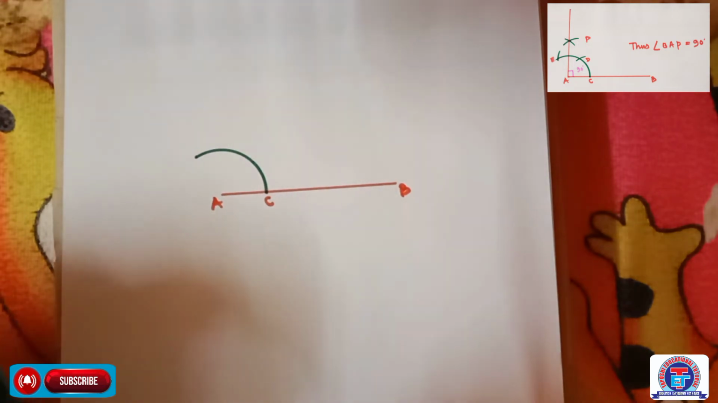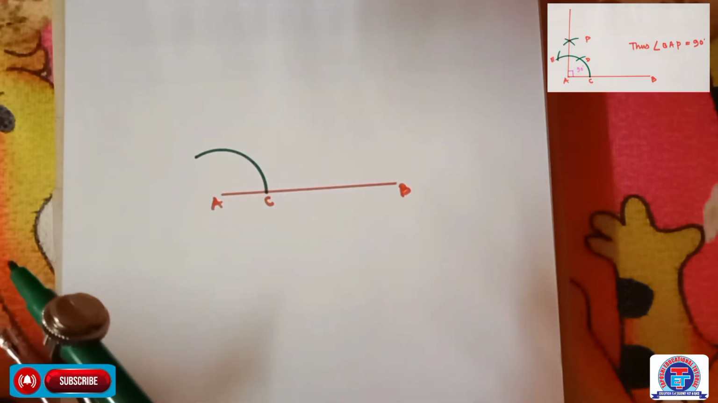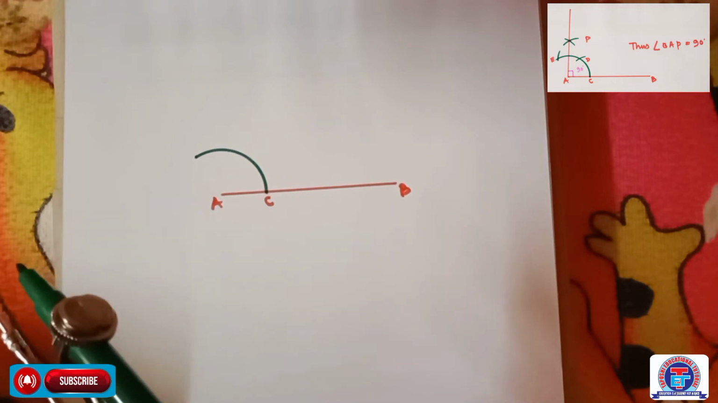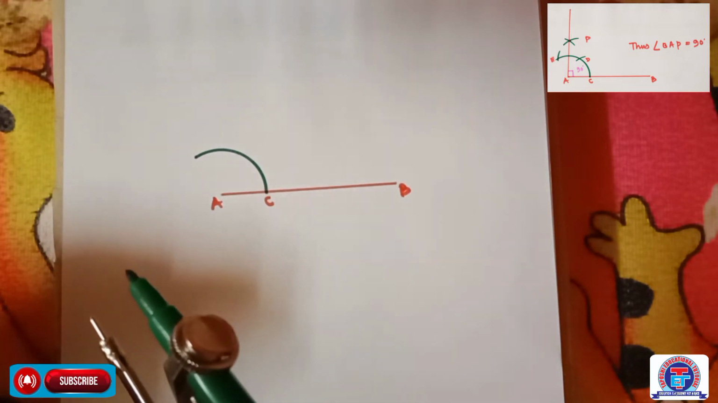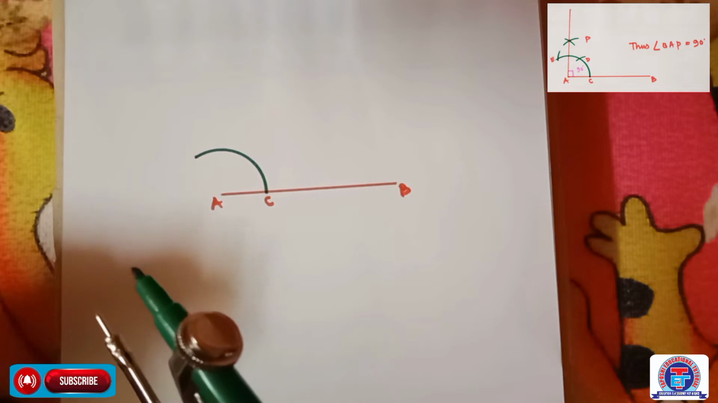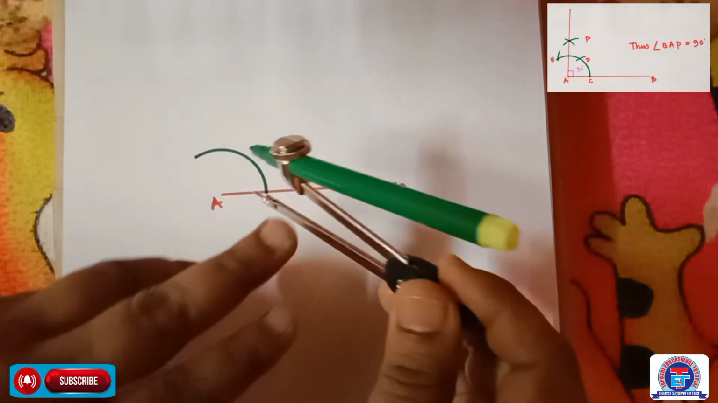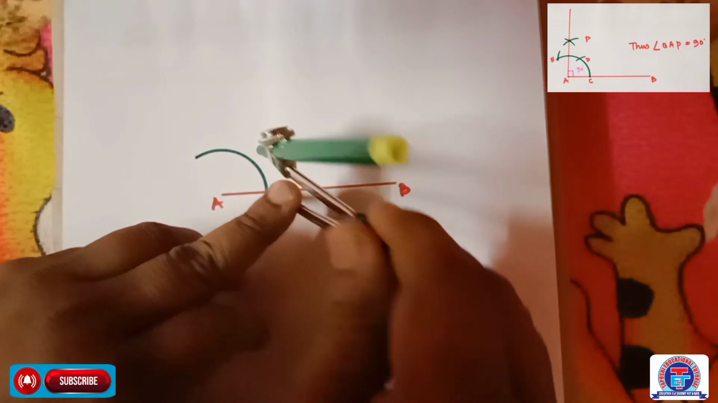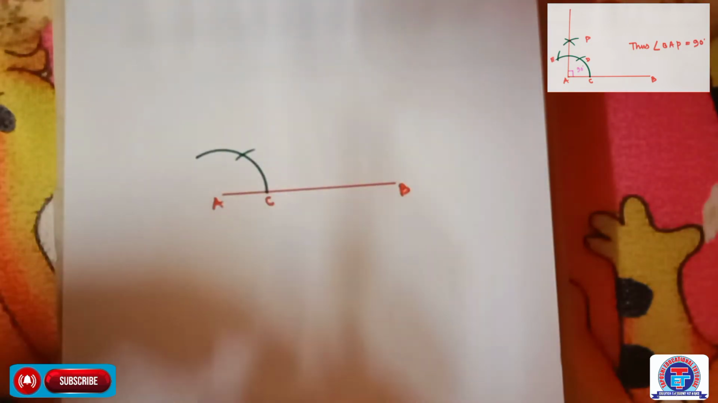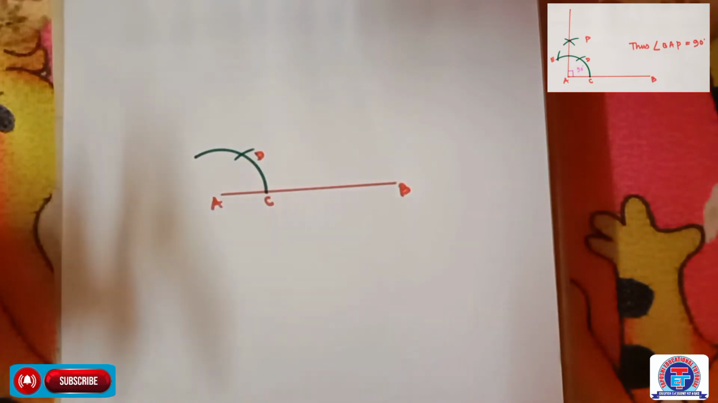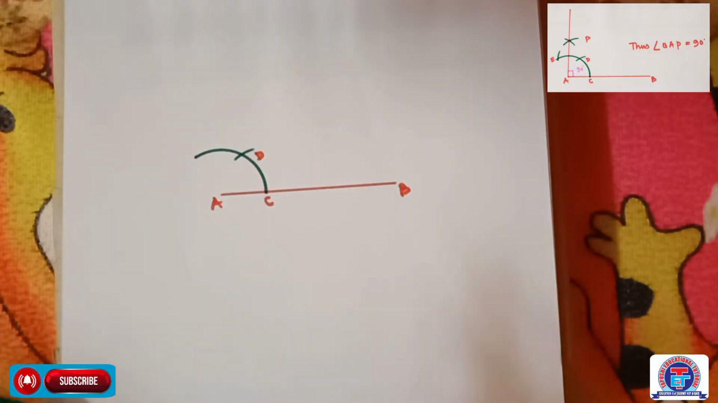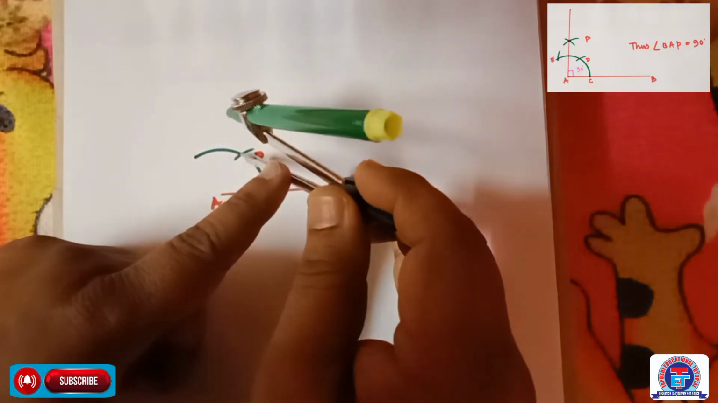Now taking C as the center and the same radius as before, draw an arc intersecting the previously drawn arc at point D. So here we cut, that is D, right? Now with D as the center and the same radius, draw an arc cutting the arc at E.